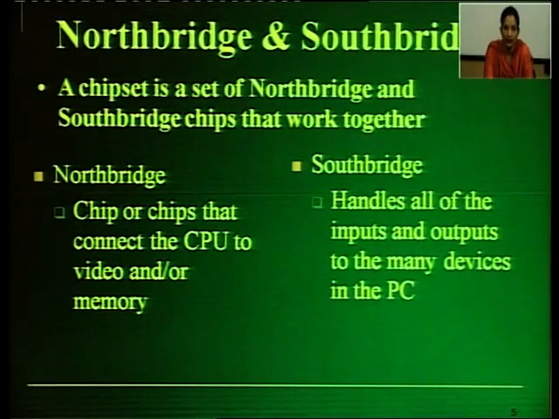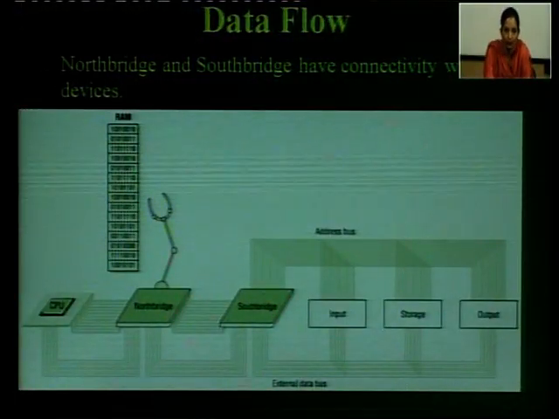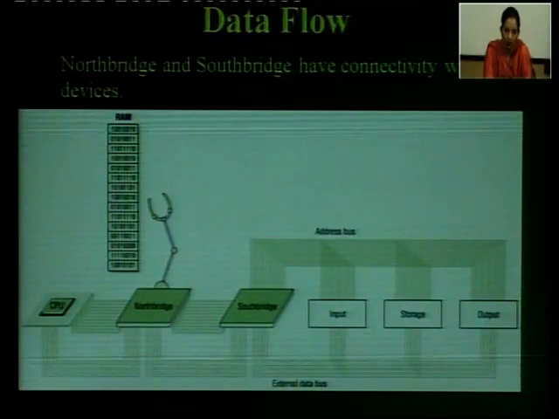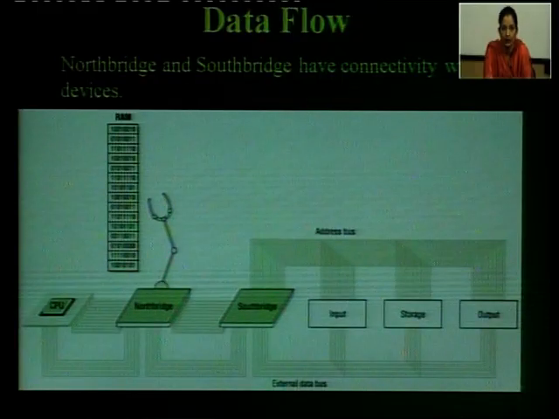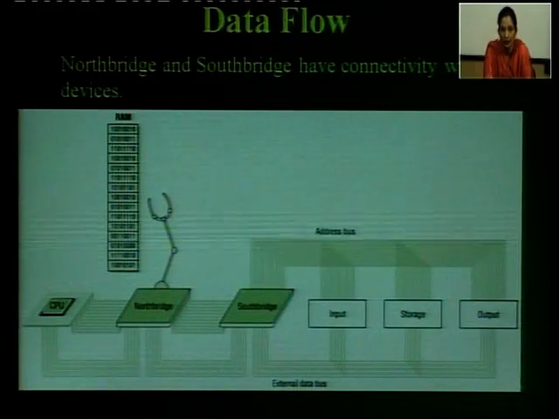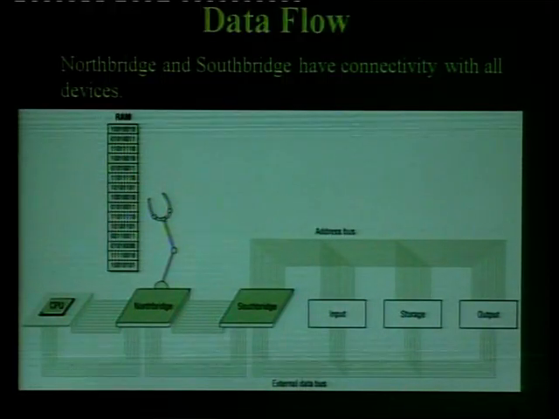A chipset is a set of north bridge as well as south bridge chips that work together, that communicate together. This is the diagrammatical view of your north bridge and south bridge. The north and south bridge have connectivity with all the devices in your system. The address bus is connected to the south bridge, the external data bus is connected to your bridges, and the input devices, storage devices and output devices are all connected to the CPU by a south bridge.